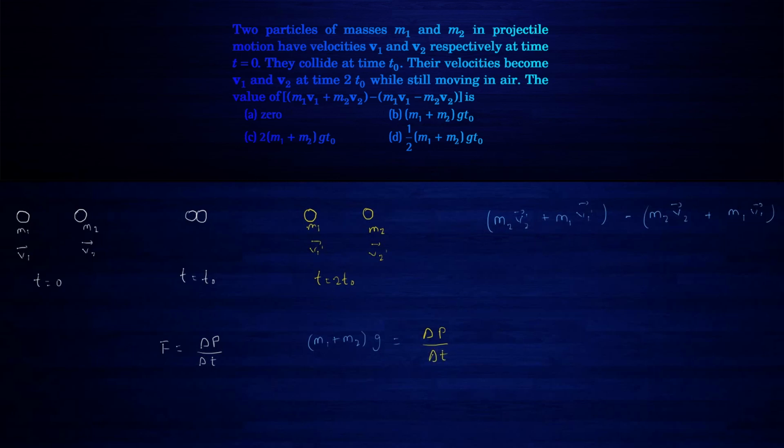Now this quantity is delta P. And we have delta T equals 2 t naught minus 0, which is equal to 2 t naught. So from this we get delta P equals 2 t naught (m1 plus m2) into g.